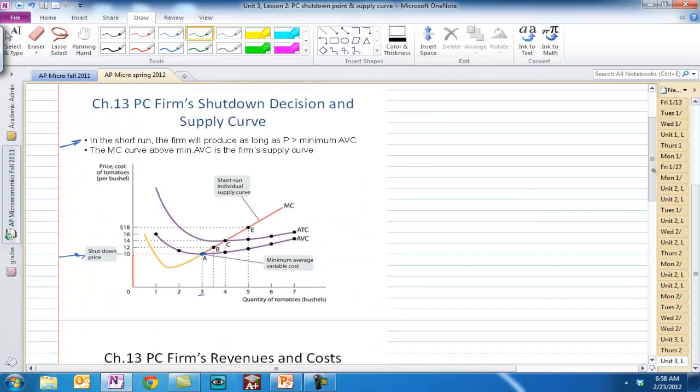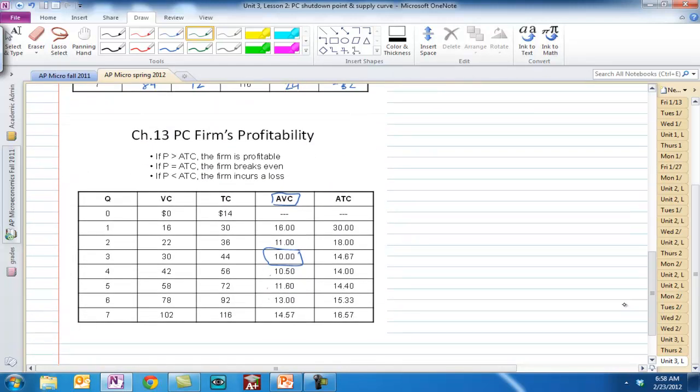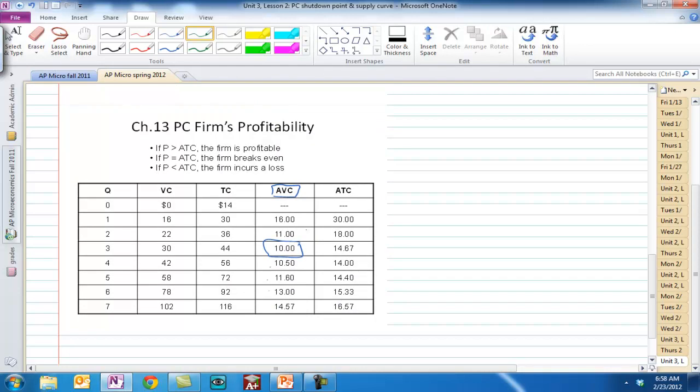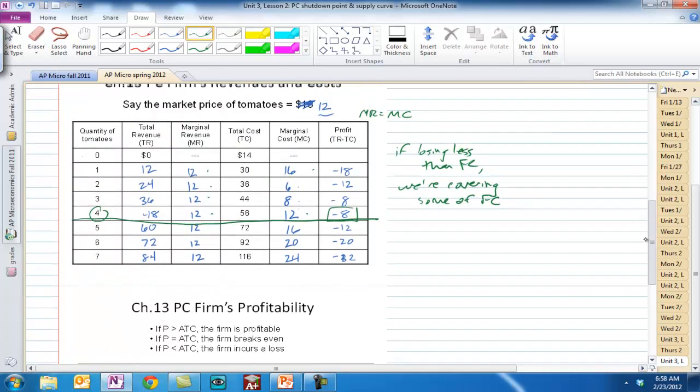So again, that shutdown point, the point at which that kind of turns, is the minimum average variable cost. And you can always identify that from a table by just taking that average variable cost list and finding the smallest one and saying that's going to be the shutdown price. If the price is greater than that $10 minimum average variable cost, this firm is going to continue to produce even if it's losing money.